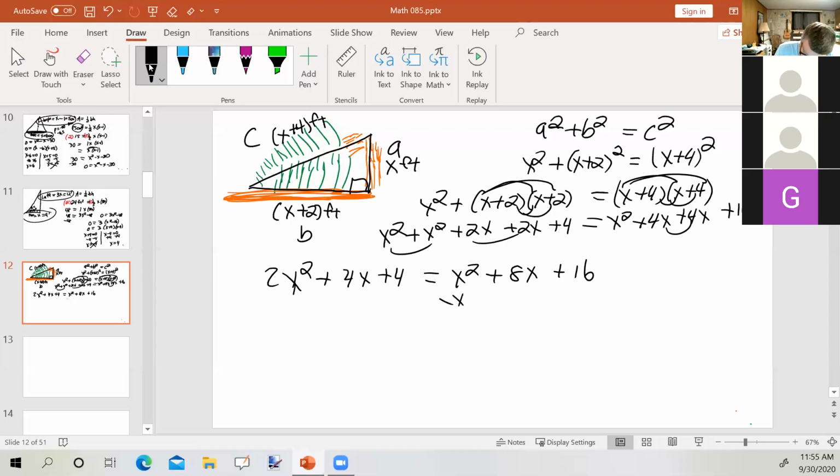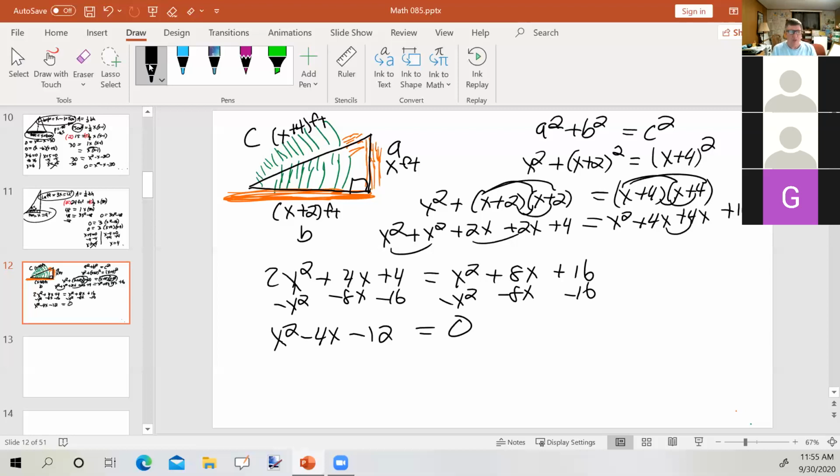equation. So I'm going to subtract x squared from both sides. I'm going to subtract 8x from both sides. And I'm going to subtract 16 from both sides. So 2x squared minus x squared is x squared. 4x minus 8x is minus 4x. And 4 minus 16 is minus 12. And on the right, everything should cancel out. I get 0. So now I've got my second degree equation in standard form.